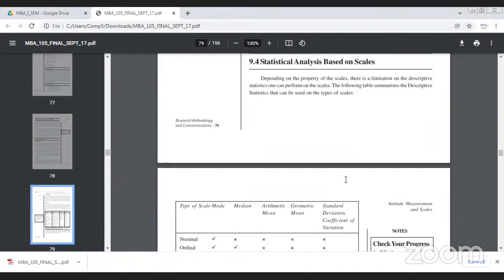Next, statistical analysis based on scale. Depending on the property of the scale, there are limitations on the descriptive statistics one can perform on the scales. The following table summarizes the descriptive statistics that can be used on the types of scale.